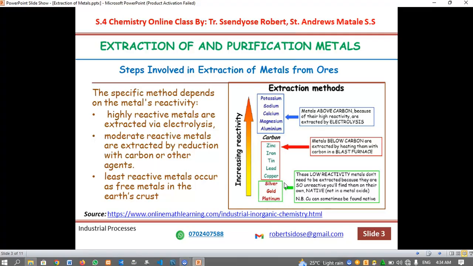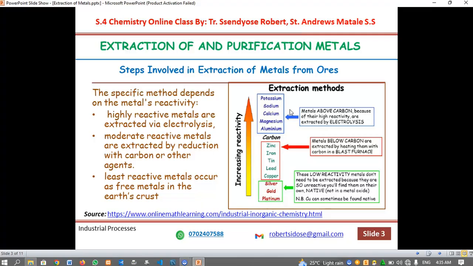Here we have our reactivity series. This specific method depends on the metal's reactivity, as we said before. Highly reactive metals are extracted by using electrolysis, and those metals, which we see here on our reactivity series, are potassium, sodium, calcium, magnesium, and aluminium. They are extracted by electrolysis, and moderately reactive metals are extracted by reduction with carbon or another agent.